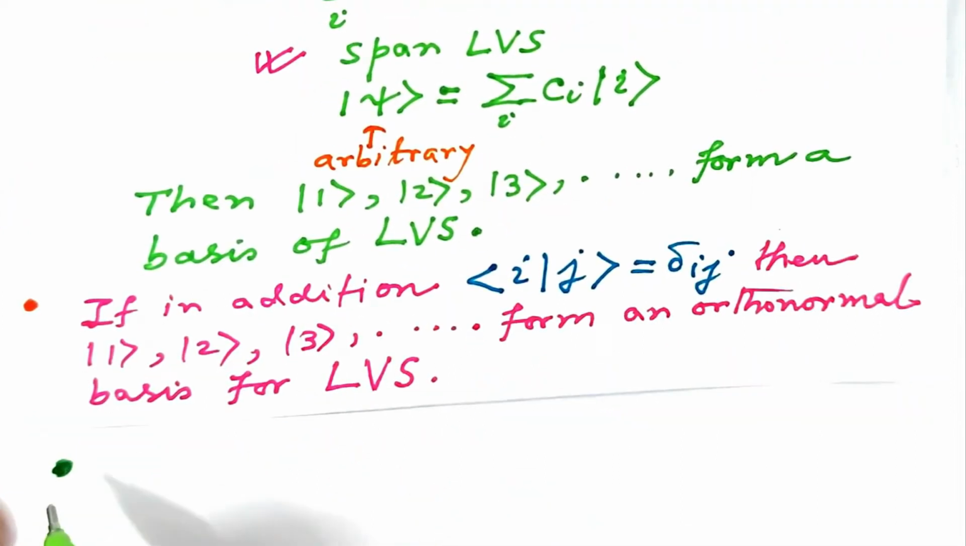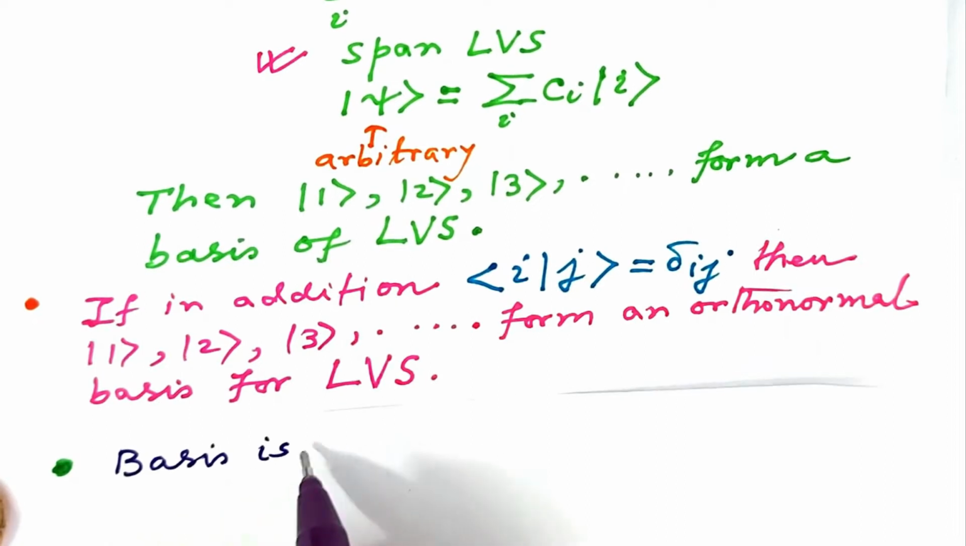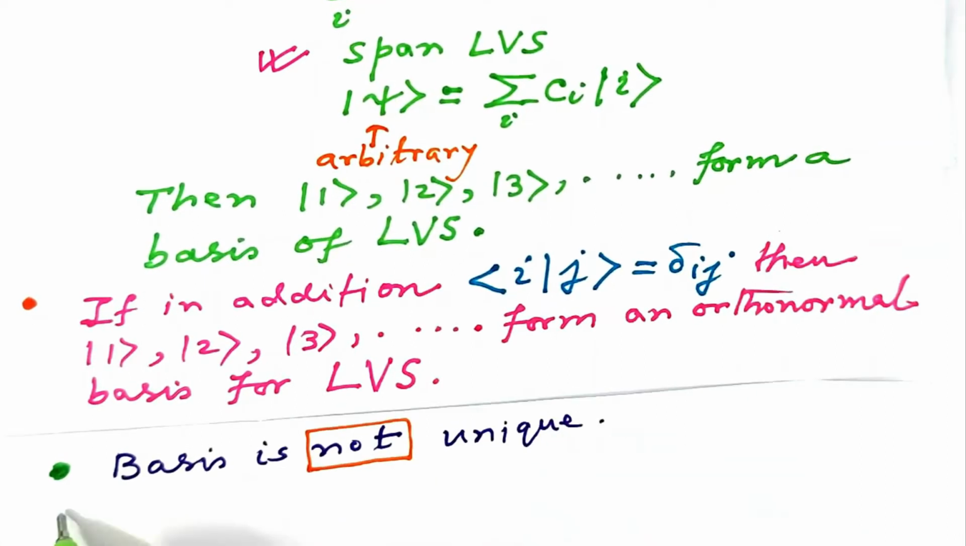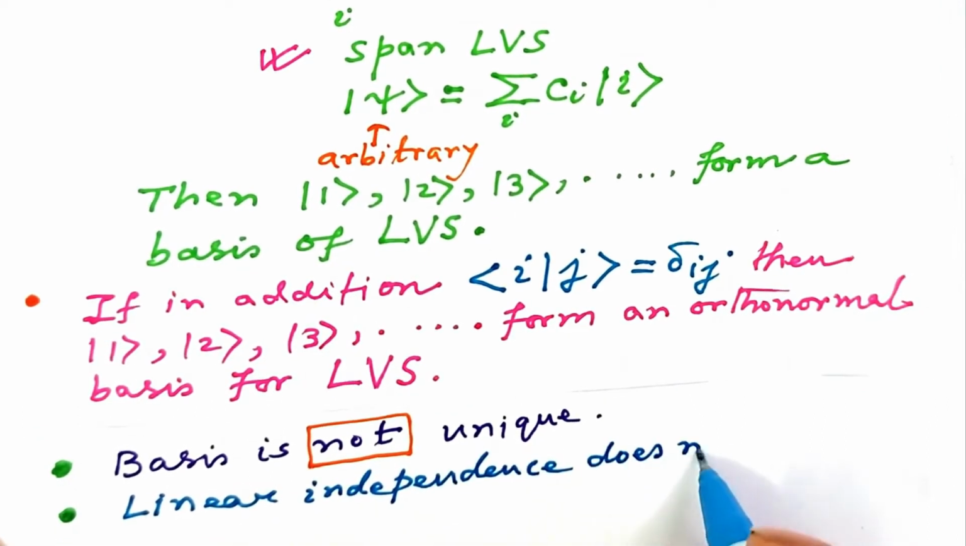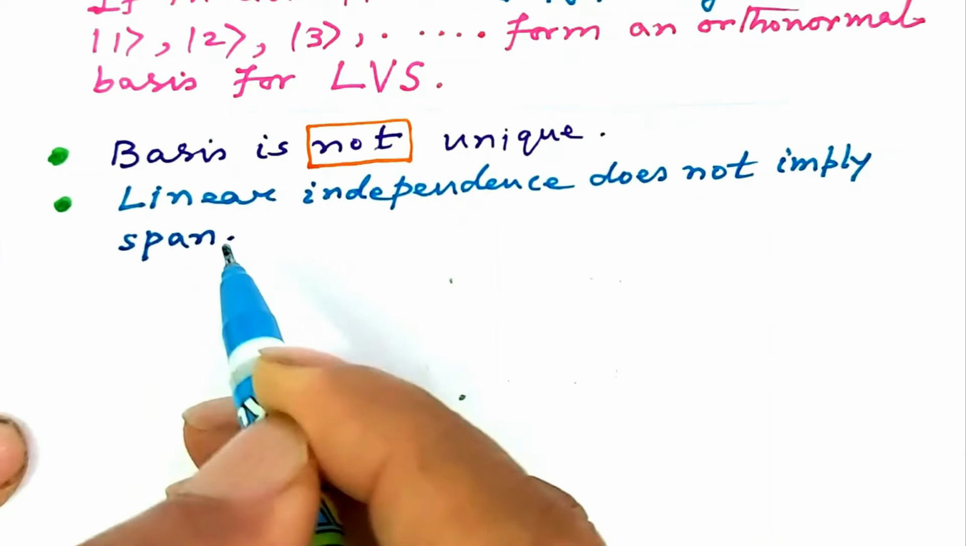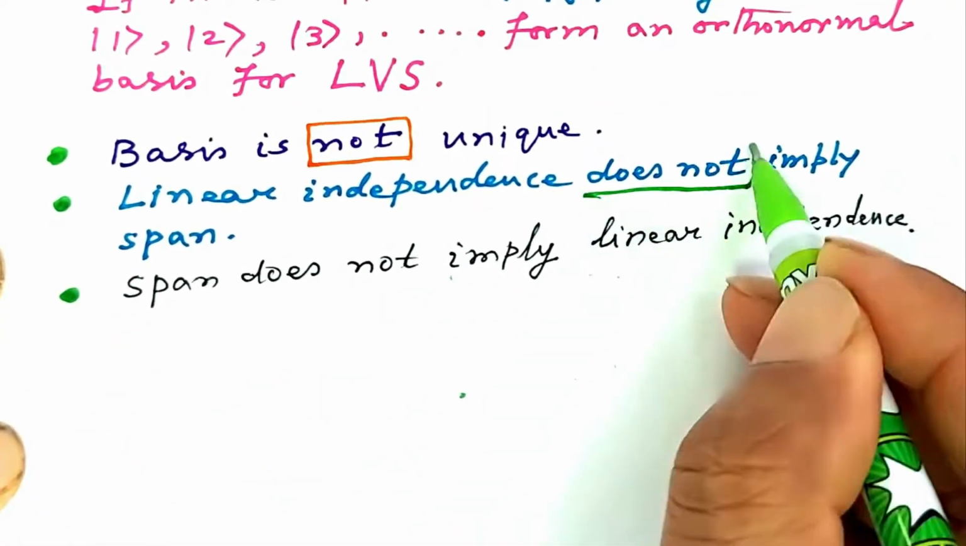We showed with example some important properties. Basis is not unique. There can be multiple bases for the same linear vector space. Linear independence does not imply span, and span does not imply linear independence.